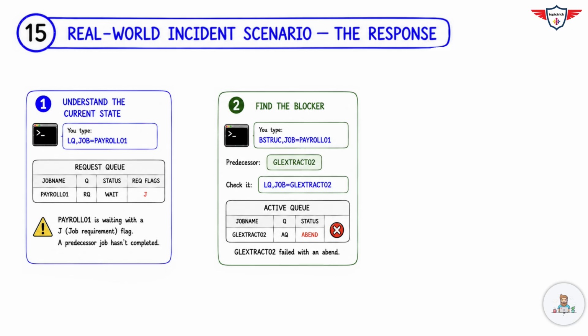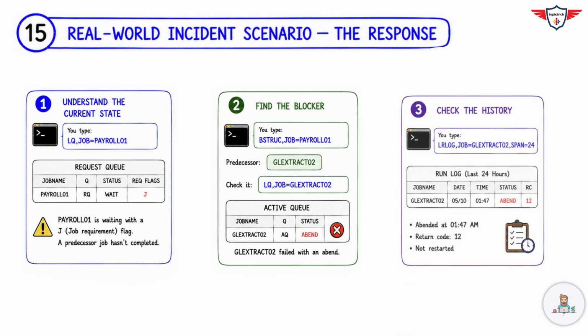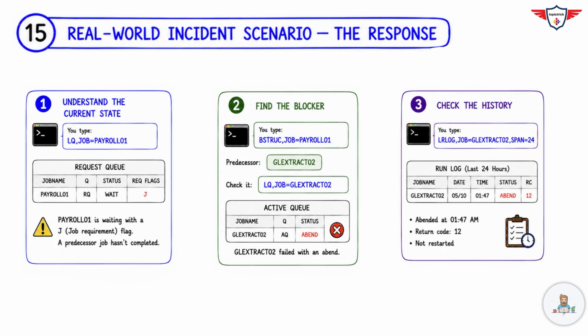Now our next step would be to find the blocker. In this case, we are going to use BSTRUC, job equals to PAYROLL01. When you fire this command, it will show you the upstream dependencies. A job called GLEXTRACT02 is listed as a predecessor. Now you have to use the LQ command to see if it failed with an abend in the active queue.